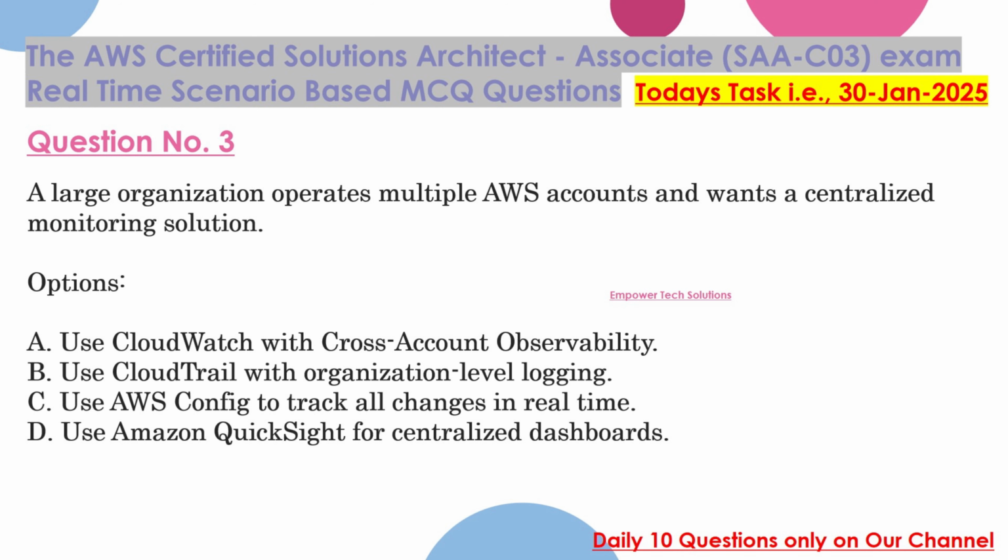Question 3. A large organization operates multiple AWS accounts and wants a centralized monitoring solution. Options: A. Use CloudWatch with cross-account observability. B. Use CloudTrail with organization-level logging. C. Use AWS Config to track all changes in real time. D. Use Amazon QuickSight for centralized dashboards.